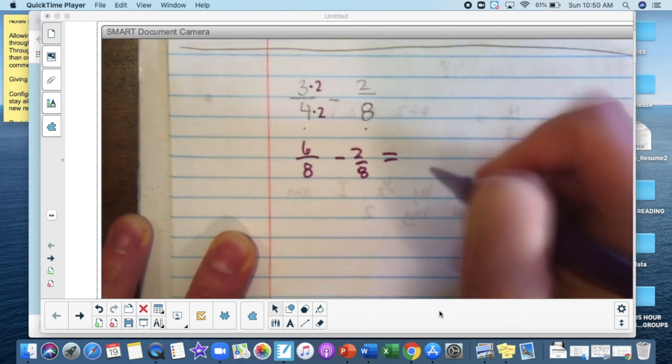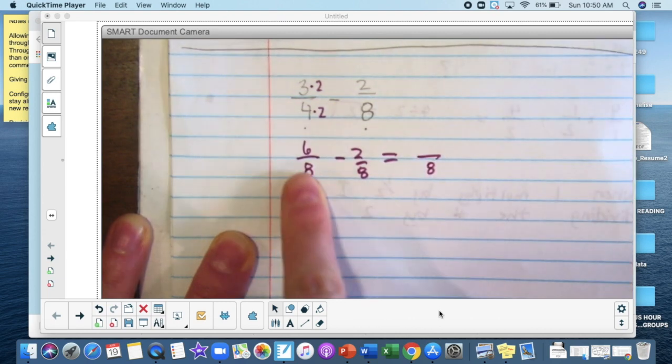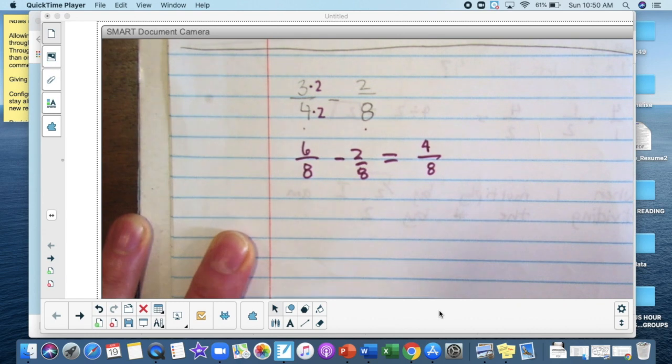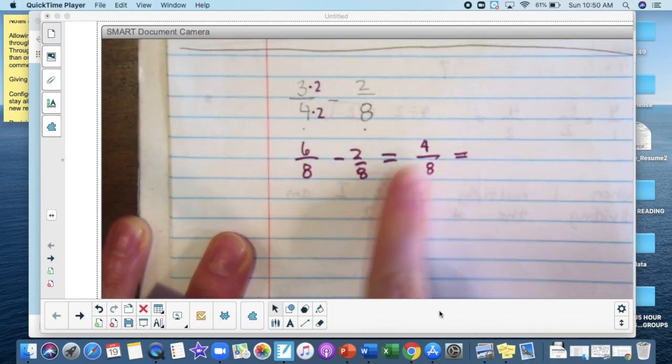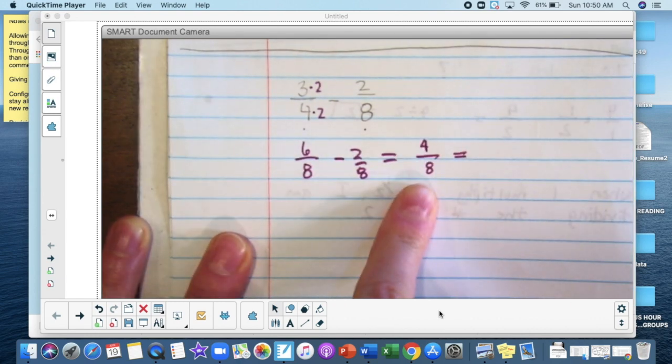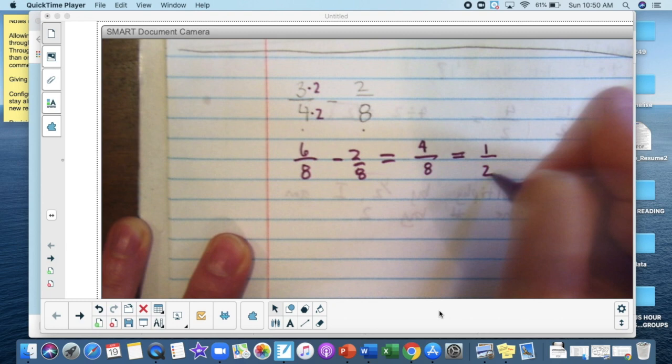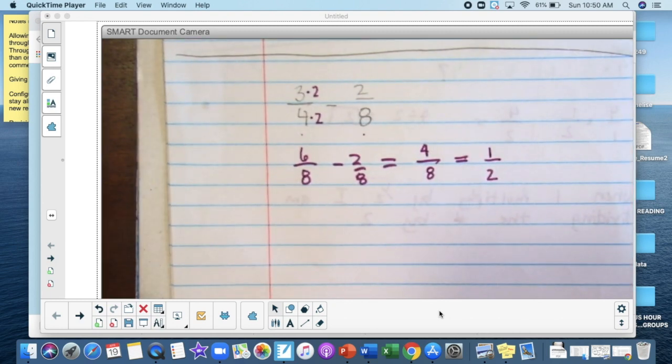And now nothing is going to change with my denominator. And 6 minus 2 is 4/8. And I could even whittle that down. When we were talking about those halves, I know that 4 is half of 8. So I know that's equivalent to 1/2. Okay, moving on to number 6.